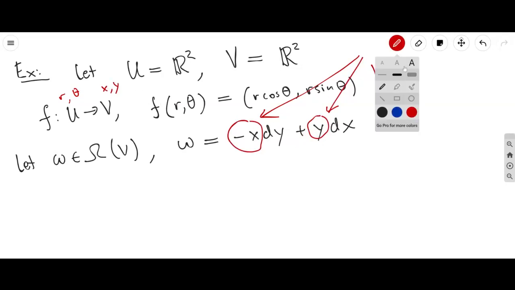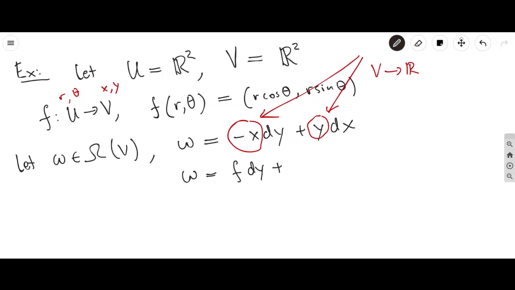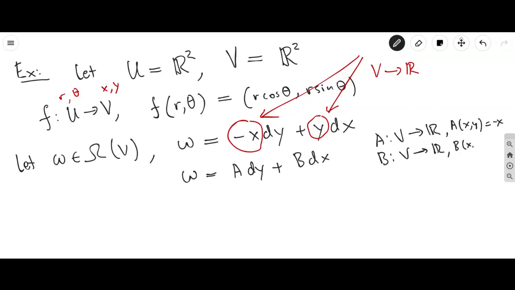If it makes you feel better, you can write that this is f dy plus, well, maybe I should not call it f, I'm already calling that f. So maybe I should call this a dy plus b dx, where a is a function from V to R, and b is a function from V to R, and a is the function that takes x, y and assigns it to negative x, and b is the function that takes x, y and assigns it to y. Okay, that's what those coefficient functions are, but it's just notationally more convenient to write it the short way.